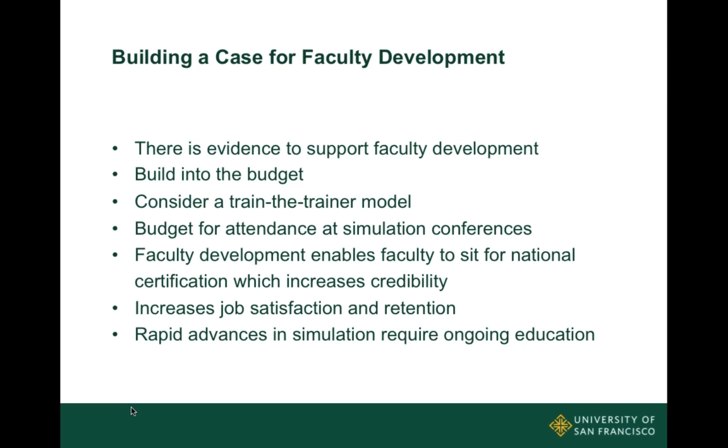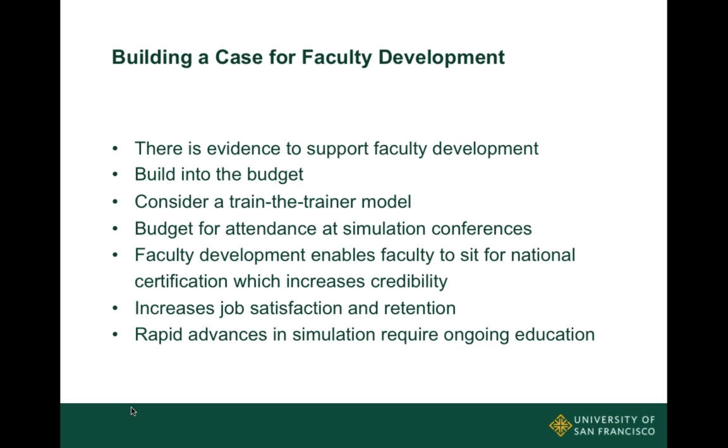So is it here to stay, and where is the evidence? Well, the NCSBN study really was one that showed no difference in outcomes for students that were trained in simulation versus clinical. Their NCLEX scores were the same. And what they said was, unless the facilitator or the faculty or the educator had training, that it wouldn't work.